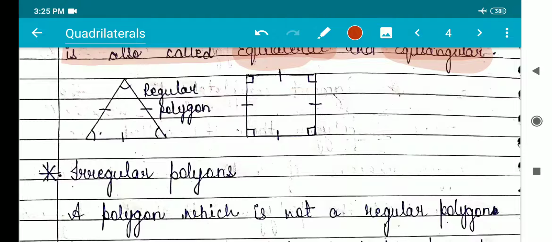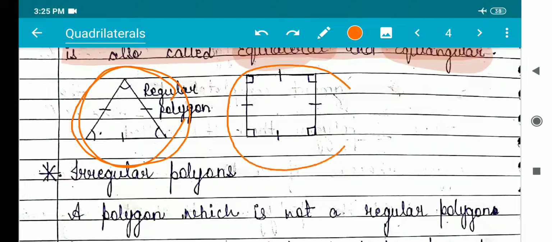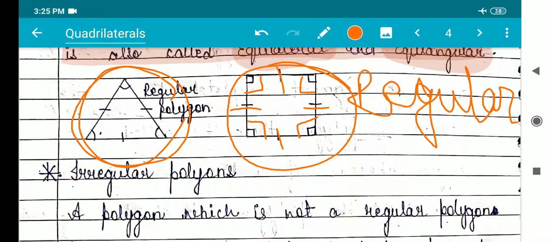So we can see in this figure, this is a triangle whose sides as well as all the angles are equal, so this is a regular polygon. And this is a square whose all angles are 90 degrees, which is equal, and all sides are also equal. So this is a regular polygon, which is a square.